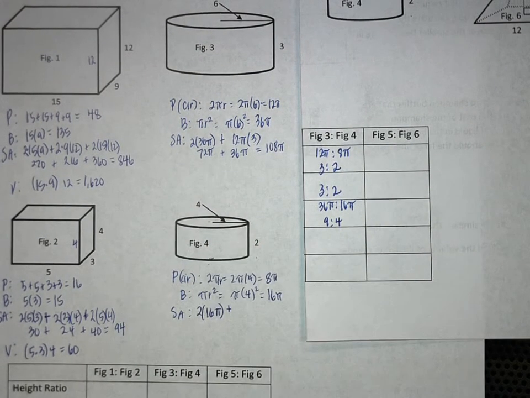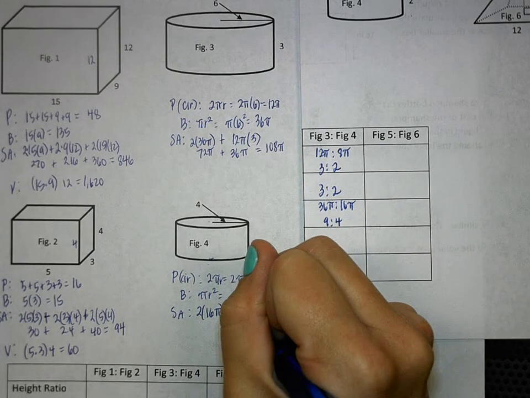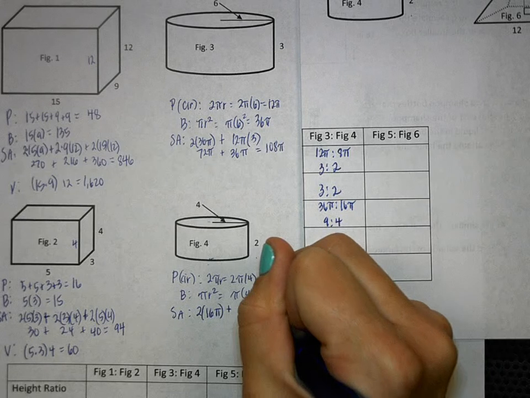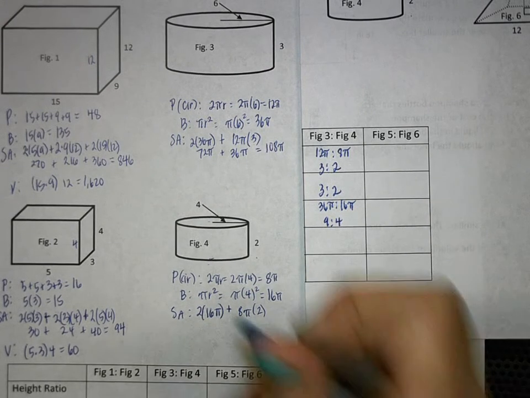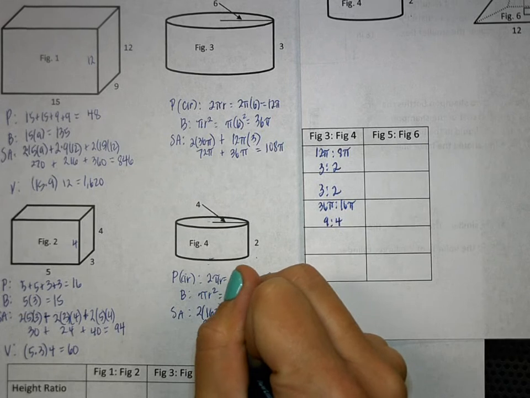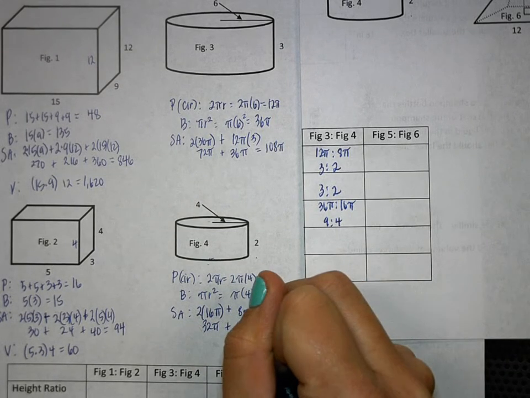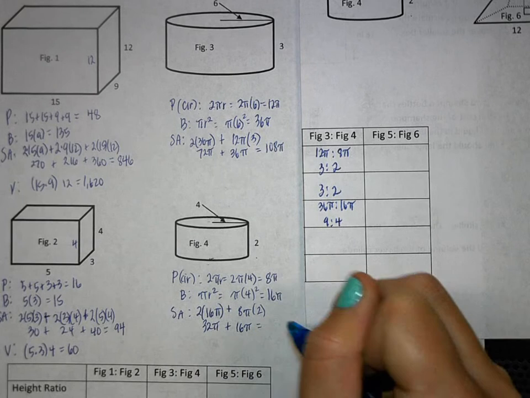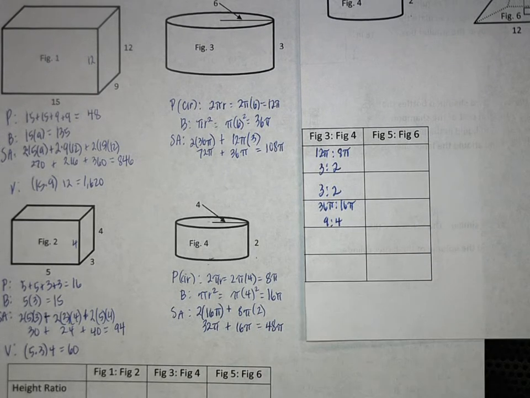Plus, and then this rectangle, the length of it is going to be what? 8 pi. And so we have 8 pi times the height, which is 2. So 2 times 16 pi is 32 pi, plus 8 times 2 is 16 pi, and we add those together and get 48 pi.